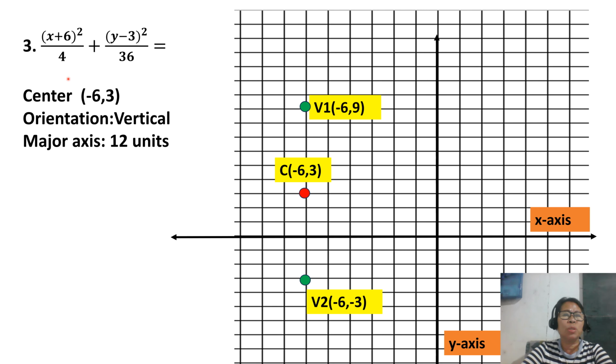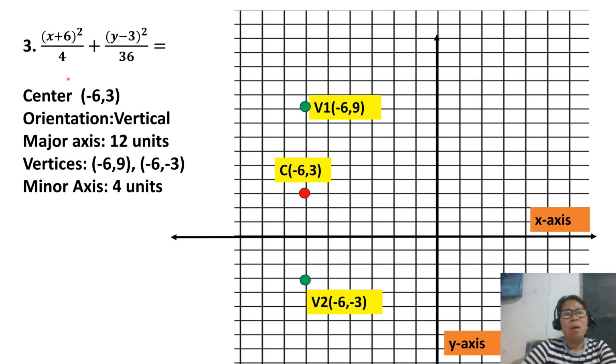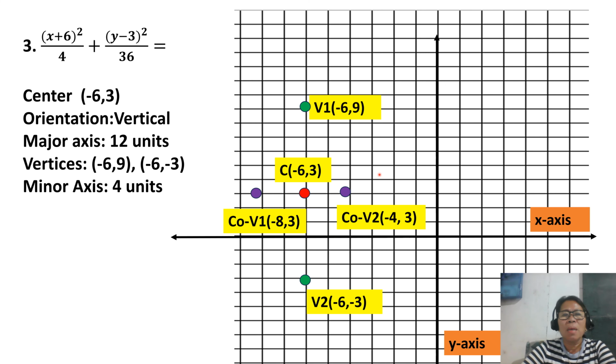And then the minor axis will be coming from 4. The square root of 4 is 2, times 2 will be 4. So that means 4 units is the entire length of our minor axis. So from the center we need to count 1, 2 to the left, and then counting 2 units, 1, 2 to the right, and that's the co-vertices. So that's the endpoints of our minor axis.